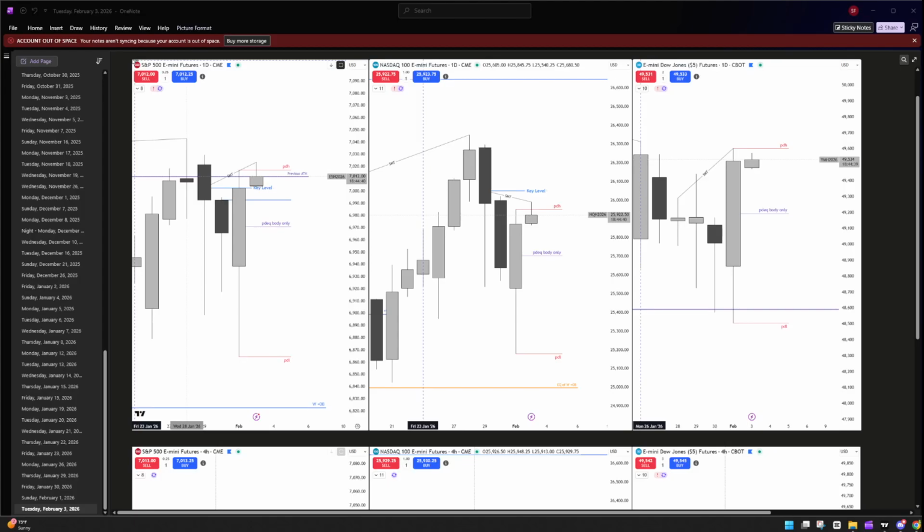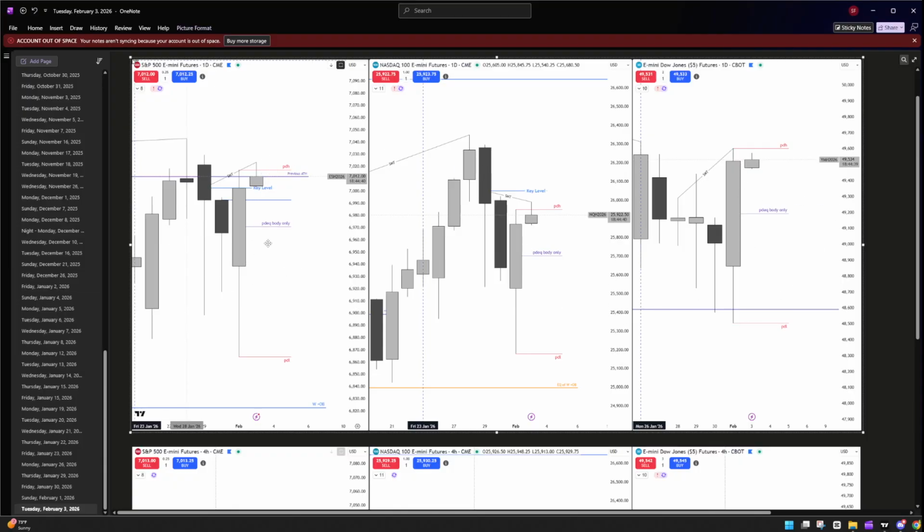Right, this is going to be going over my price action review from yesterday, February 2nd, into today, February 3rd. So last night, these were the levels I had drawn out for ES, NQ, and YM.